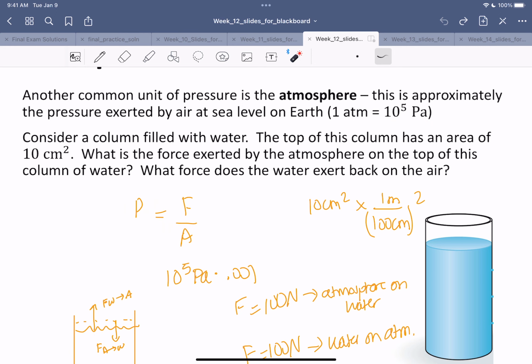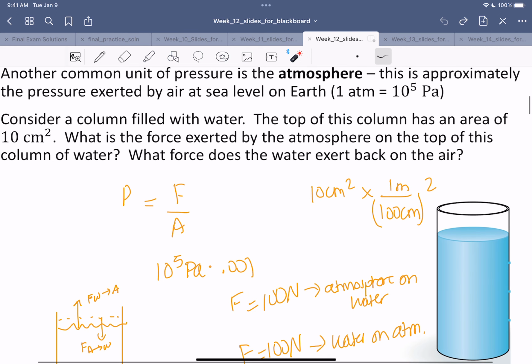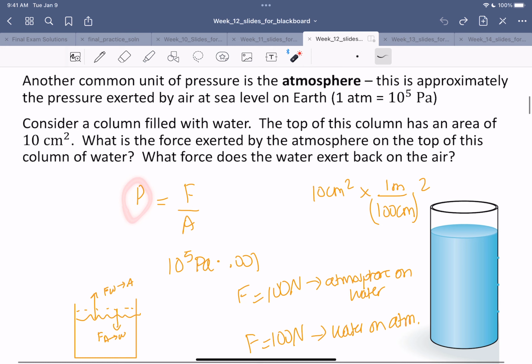If they told you that you have a column filled with water, and the top of this column has an area of 10 centimeters squared, that's your area right there. What is the force exerted by the atmosphere on top of this column of water? And what force does the water exert back on the air? So first of all, you have this pressure, 10 to the 5th pascals.